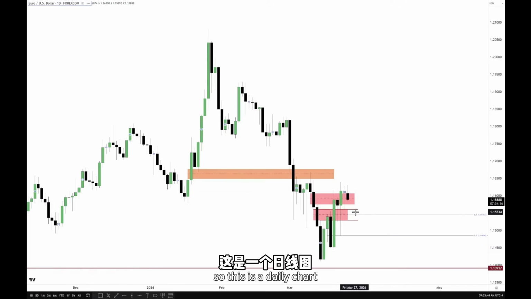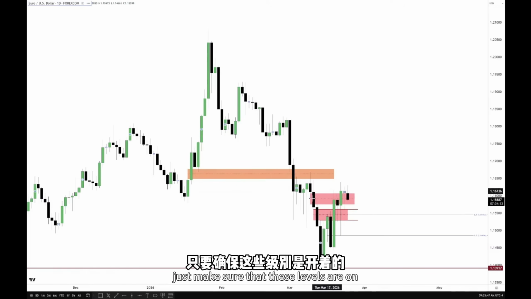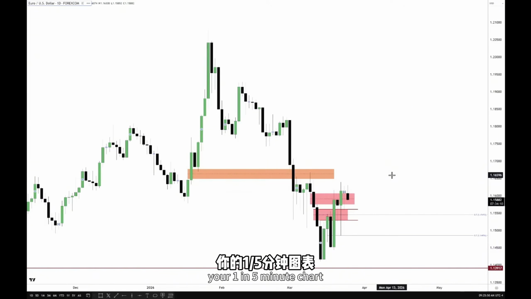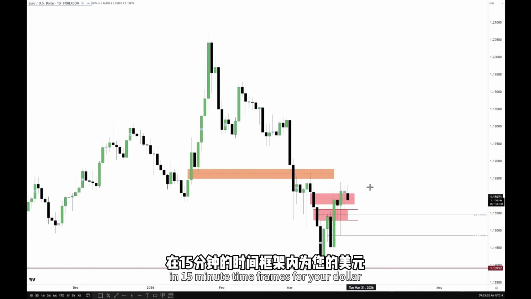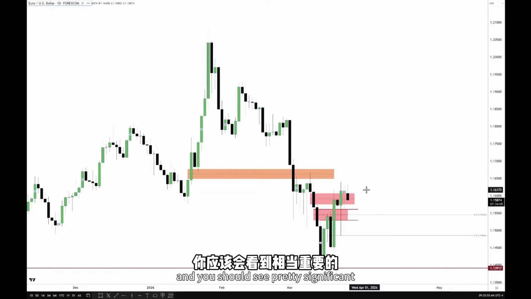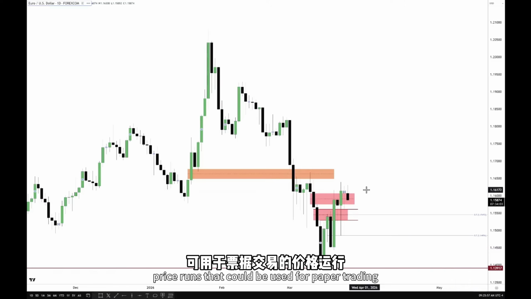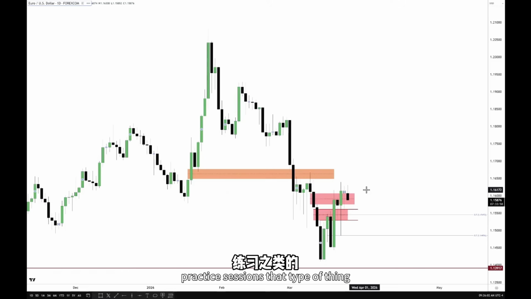So this is a daily chart. Just make sure that these levels are on your 1 and 5 minute chart and 15-minute time frames for euro dollar. And you should see pretty significant price runs that could be used for paper trading, practice sessions, that type of thing.